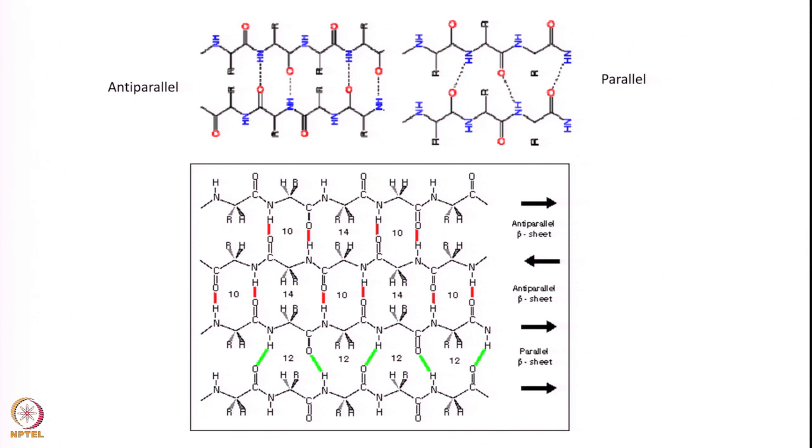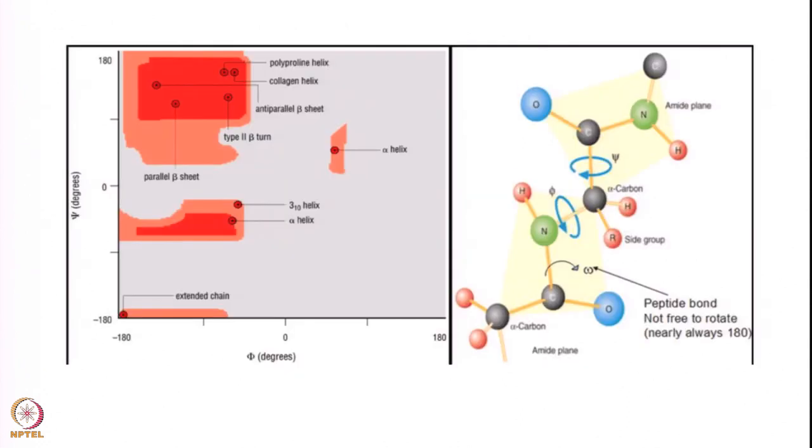Of course, this will be determined by the side chains which are present. The side chains will dictate what sort of structure can be formed. And that will depend upon, as I said, the torsion angles, the phi and psi torsion angles. And this of course is a very crucial parameter which generates a variety of protein structures. Okay. So I think we can stop here.